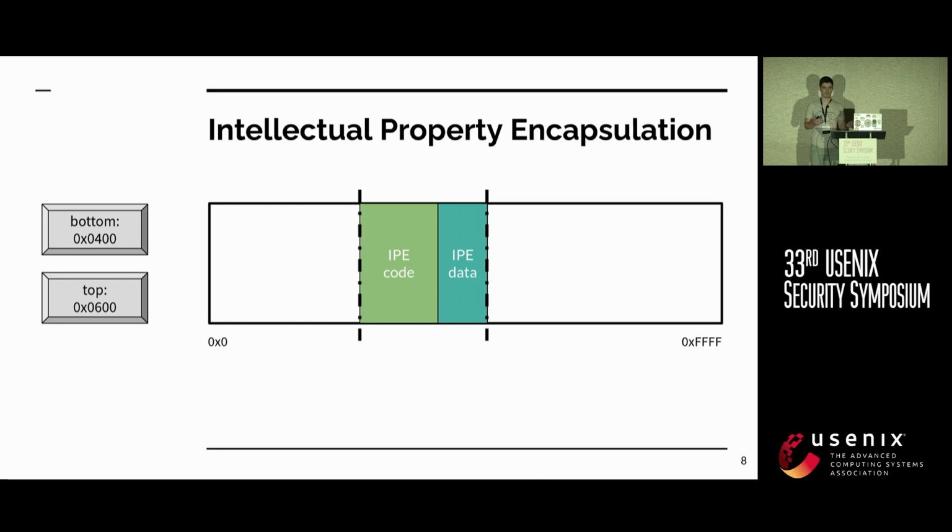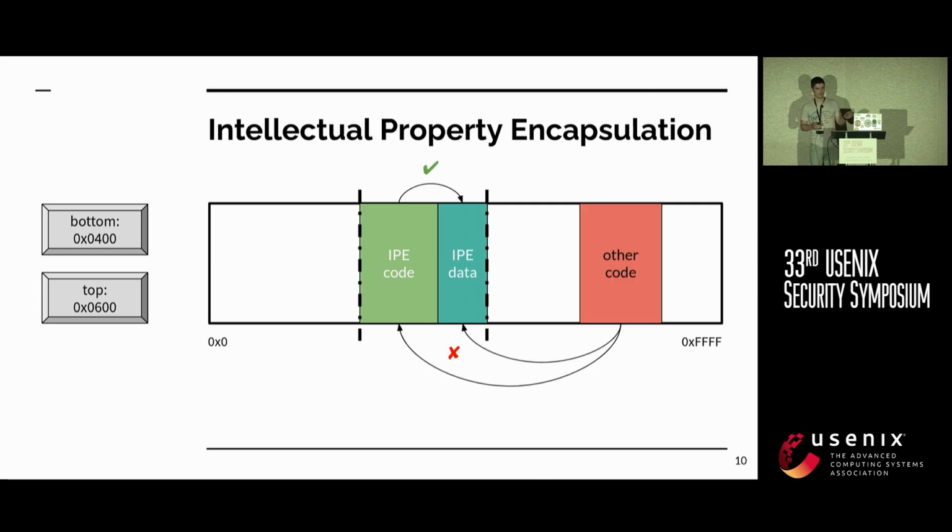And the idea behind the protection is that code from inside the region can access data inside the region, but no code from outside the region is allowed to read or write either the data or the code inside the region. In addition, there's also protections from the debugger and direct memory access. So these are also not allowed to access the data or the code inside the protected region.